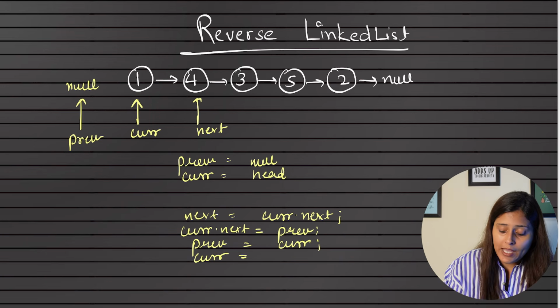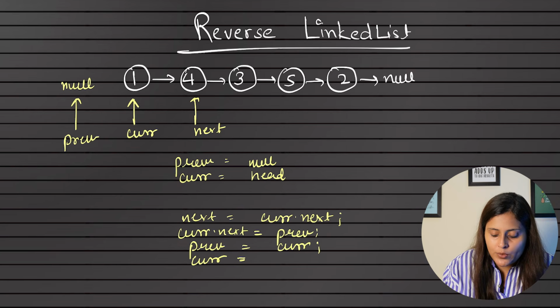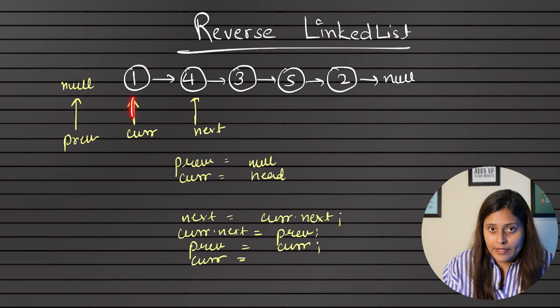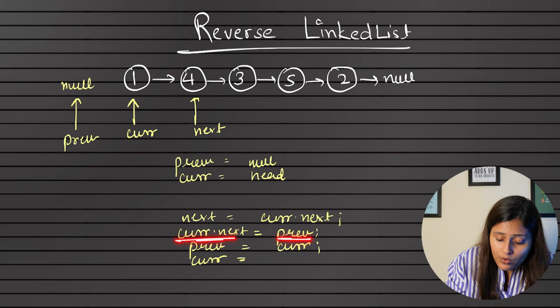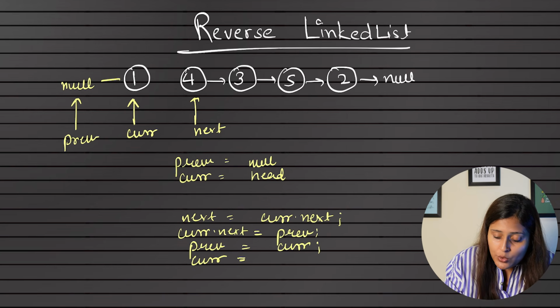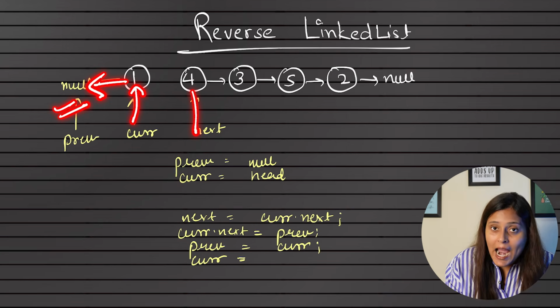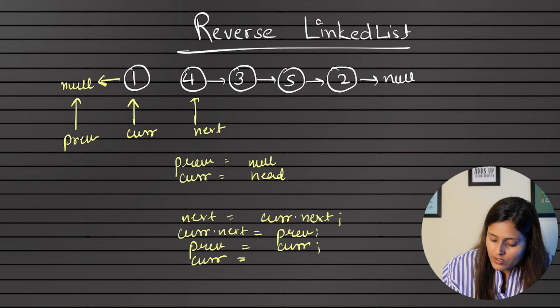But current we have to move. How do we move current in a normal linked list? Current is equal to current dot next. But in this case if you write current is equal to current dot next, you are thinking it is pointing to the next. No, you just have changed your current dot next to previous. So now this arrow is not existing anymore, it is pointing to this. So if you move current is equal to current dot next, you will again point to null, which we don't want. We want to move our current to this position. So where have you saved it? In the next variable. So hence current is equal to next.